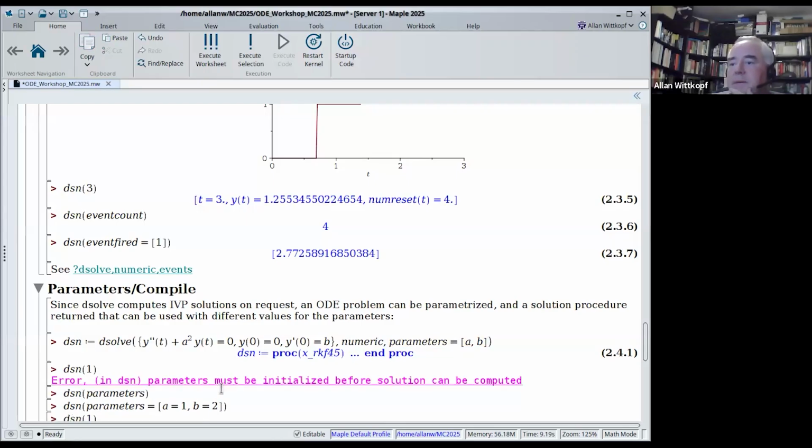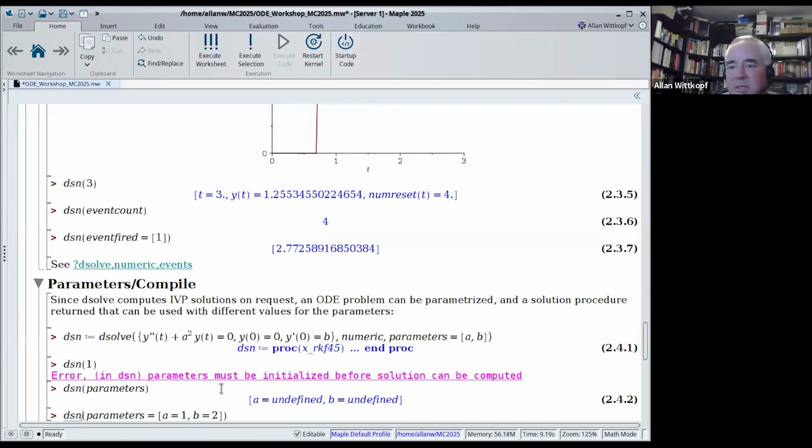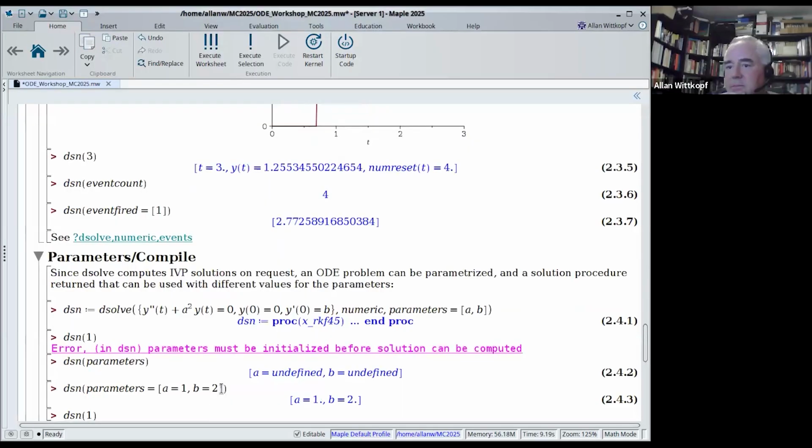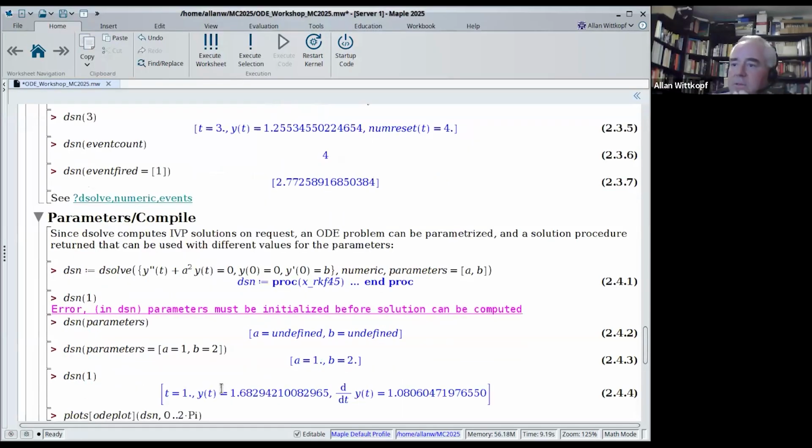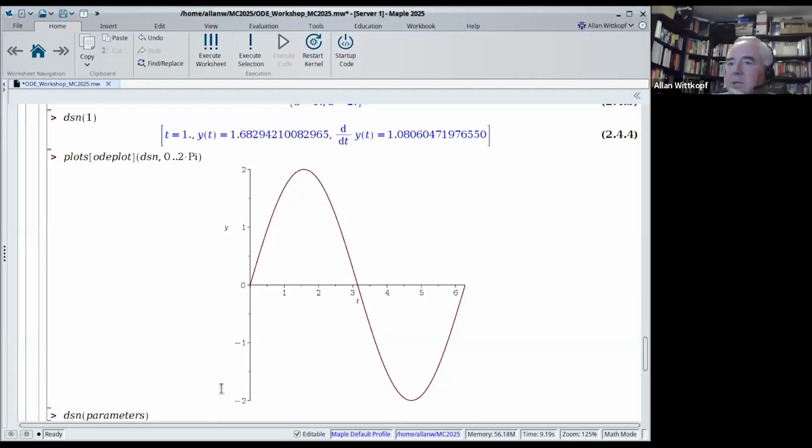So if we try to compute a solution right away, it's not going to let us, because it's saying, hey, we've got A and B, we don't know what they are. You can ask what the parameters for the problem are, and you can set them in this way. And now when we ask for a solution at 1, it's fine, and it's computed with those values. Okay. We can also obtain a plot, just using ODE plot, just as before, for the solution.